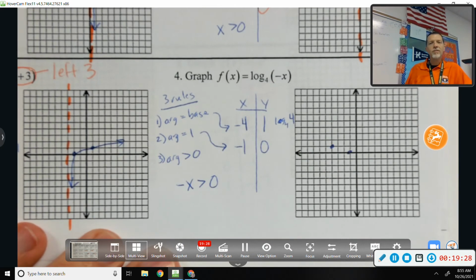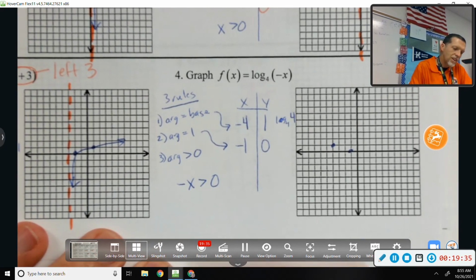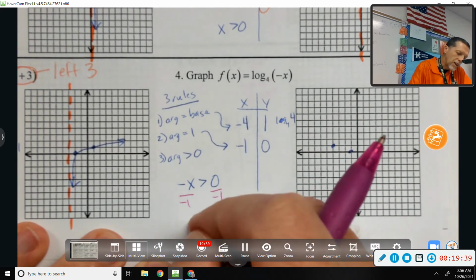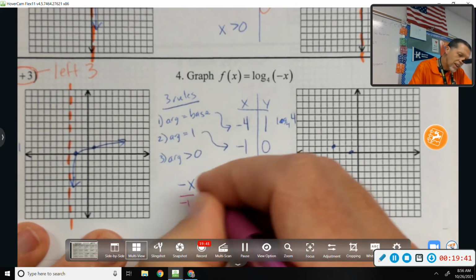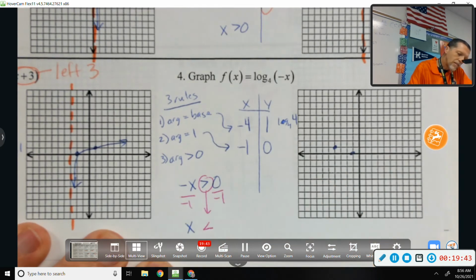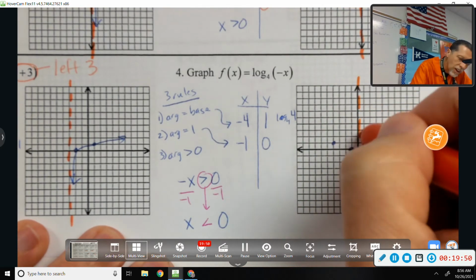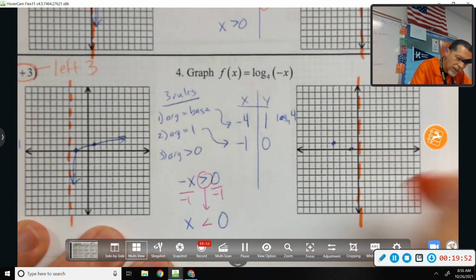Ooh, this is a fun rule that we haven't done in forever. What do I need to do to get x by itself? Divide by negative 1. And when we divide by a negative, flip that and x has to be less than 0. Which I guess makes sense if you look at the picture. You got points over there that are x is less than 0.